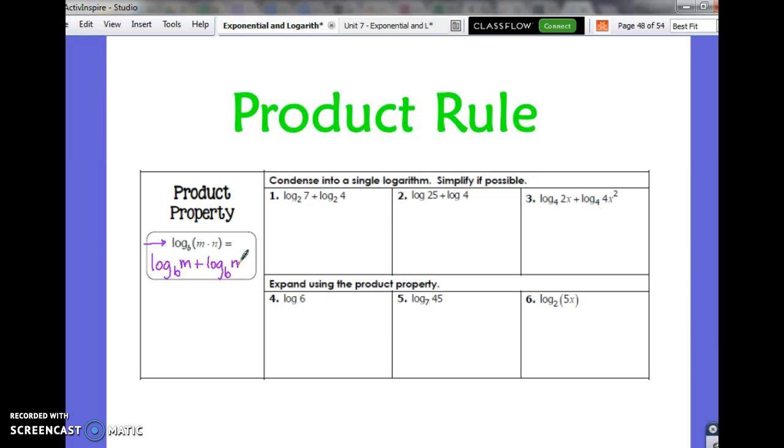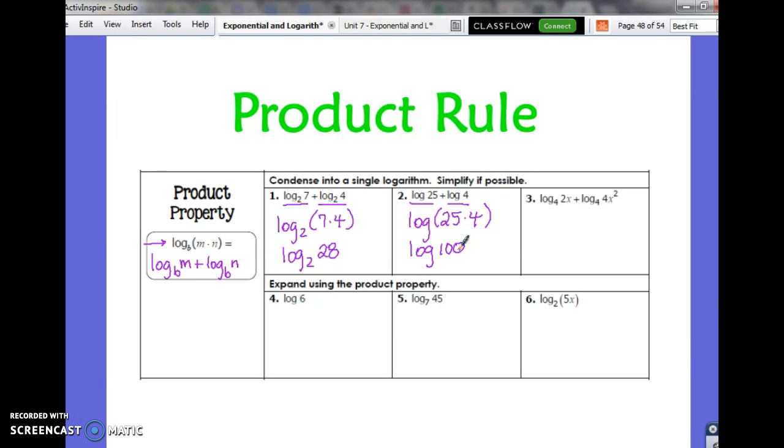So on the next three examples, you're condensing into one log. If you notice, you've got two logs being added with the same base, so you can condense those together using multiplication, and then whenever you can, go ahead and multiply those values together. And they're all very similar. It doesn't matter if it's a common log or a log of a different base. If you've got two logs that are being added together, you can put them together using multiplication.